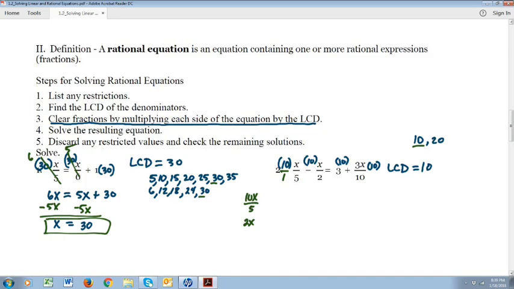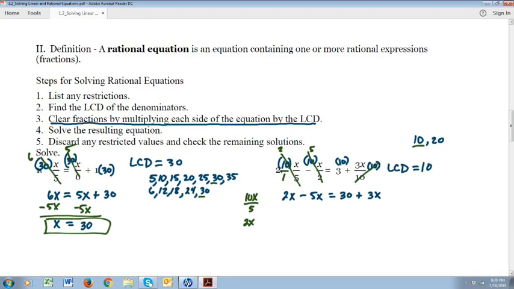You're going to see, and you've already seen, that I'm going to do it where we cancel. It makes things a little bit easier. So notice we have 10 times x over 5. 10 over 5 is 2, and we're left with 2x. Don't forget to put the minus in there. And then 10 times x over 2. 10 over 2 is 5, and we're left with 5x. On the other side, 3 times 10 is 30. On 10 times 3x over 10, the 10's cancel, and you're left with 3x.